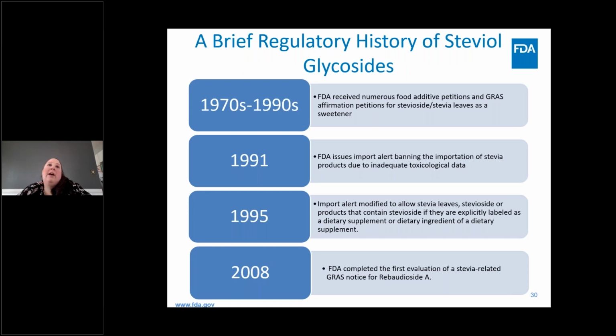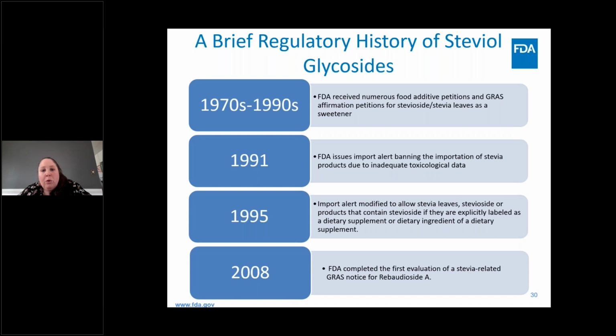So Steviol glycosides have an interesting regulatory history. Between the 1970s and the 1990s, FDA received petitions as well as GRAS affirmation petitions for stevia leaves as well as stevioside, but none were formally reviewed, and this was due to deficiencies in the safety data. And in fact, in 1991, FDA issued what we call an import alert, banning the importation of stevia in all forms due to the inadequate toxicology data demonstrating the safety of stevia.